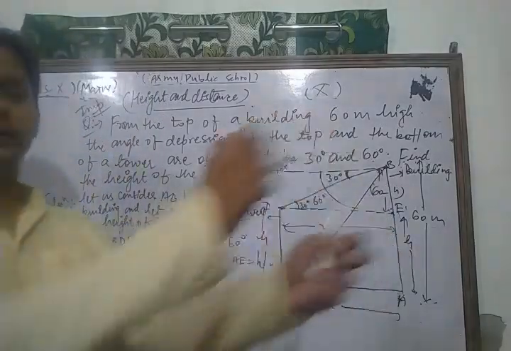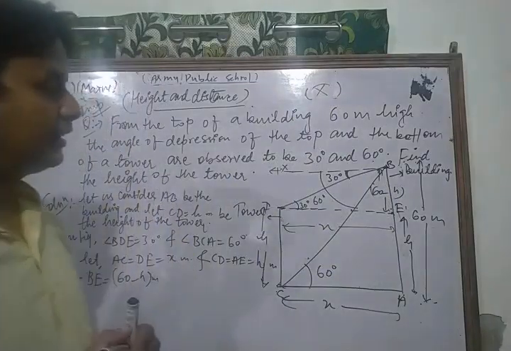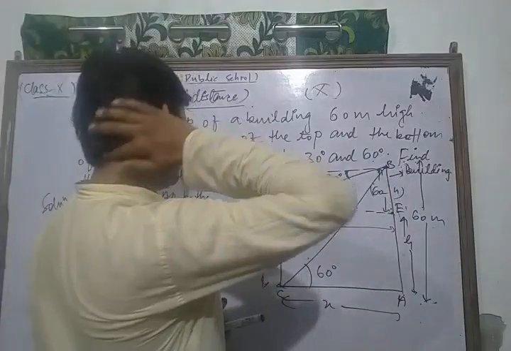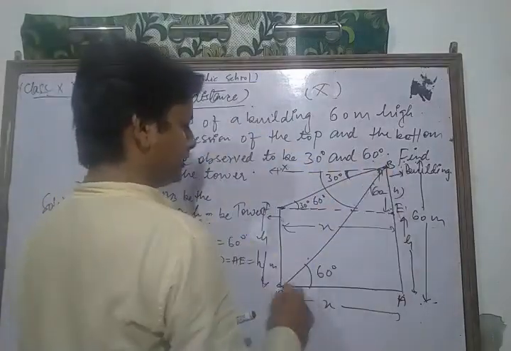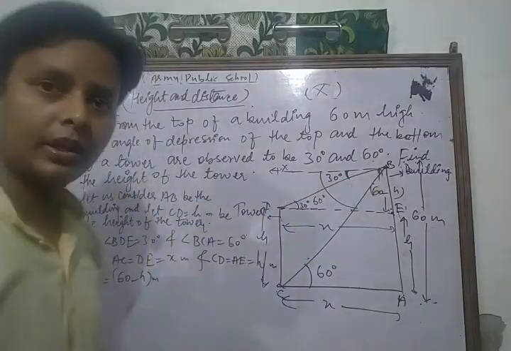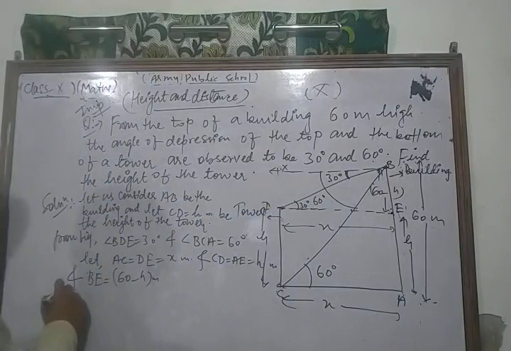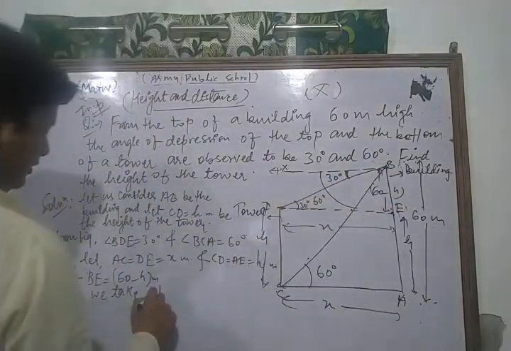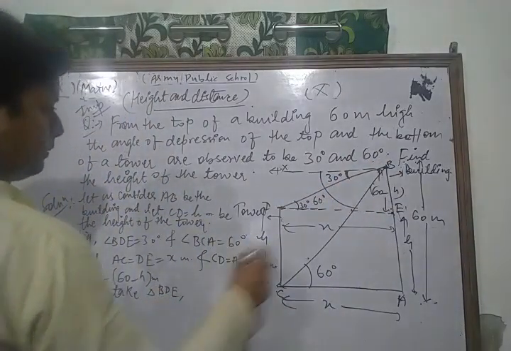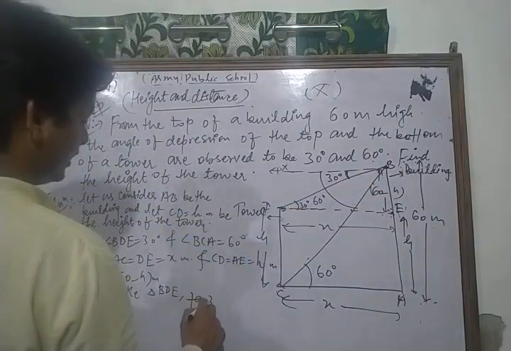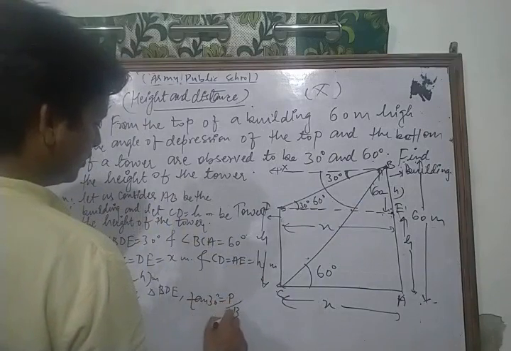Now in this figure we form two triangles, BDE and BCA. First of all we take triangle BDE. This is the perpendicular, this is the base, so we apply tan 30. Tan 30 is perpendicular upon base.